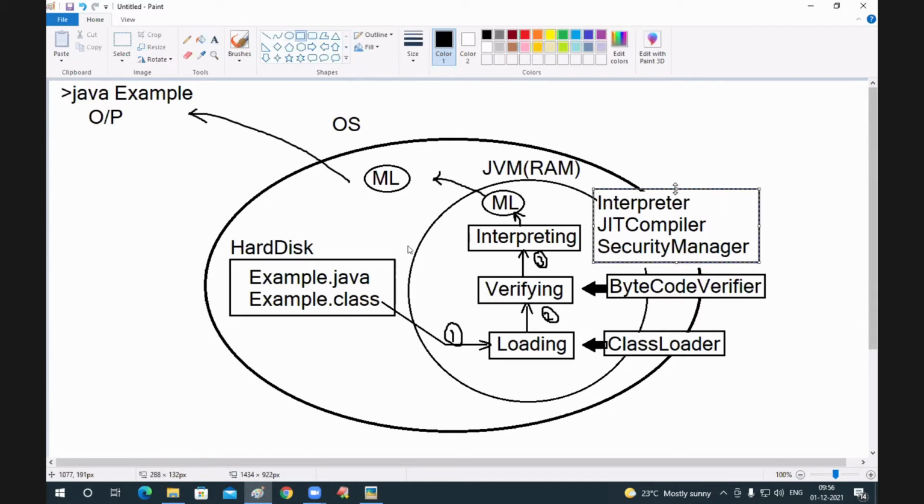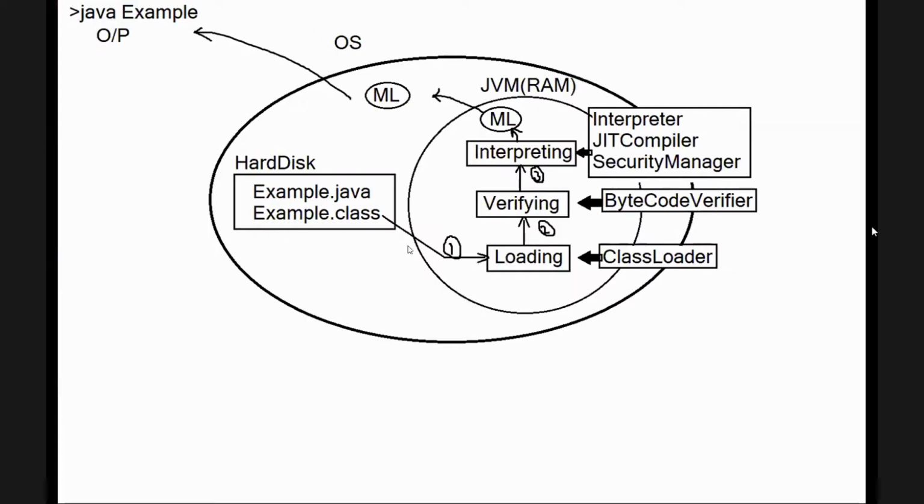Right. So these three programs are working together to run our program. Hope you are comfortable with this. So what happens when I run the Java command? The Java program is executed. Java program is executed with how many steps? Three steps.